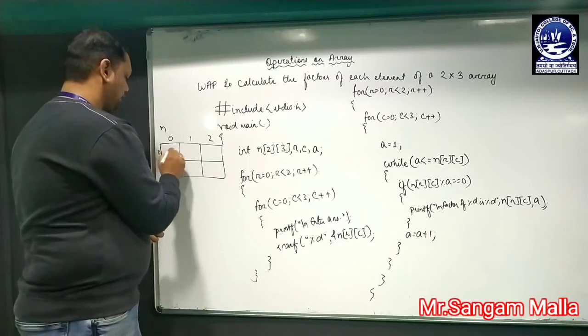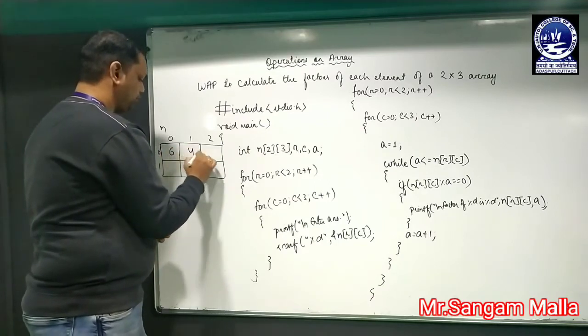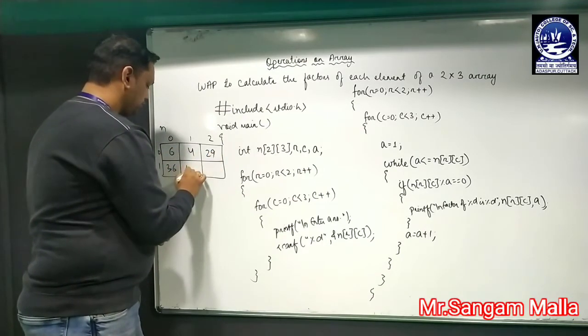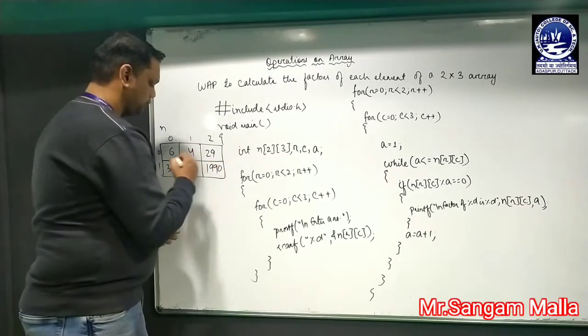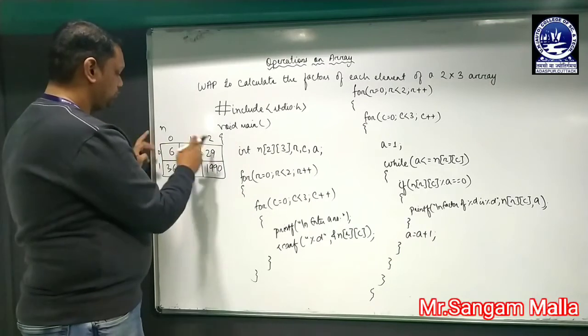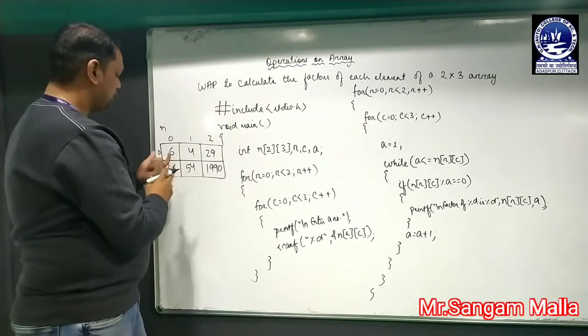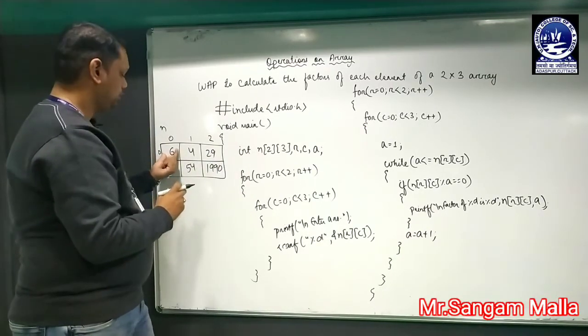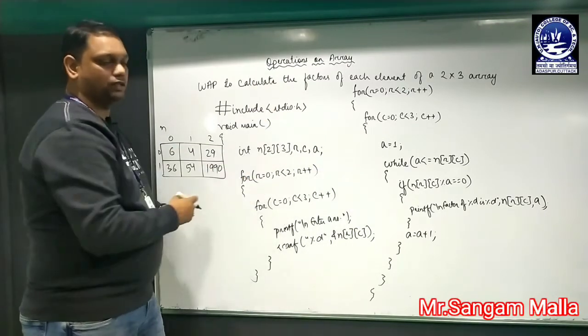So let's say I have taken, suppose 6, 4, 29, 36, 54, 190 or 1990. So let's say I have stored all the numbers into a 2 cross 3 array. So let's see whether the first element's factor is calculated in our program or not.